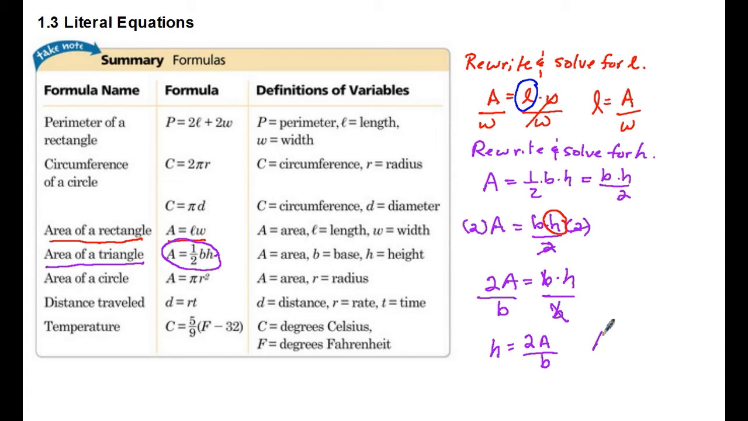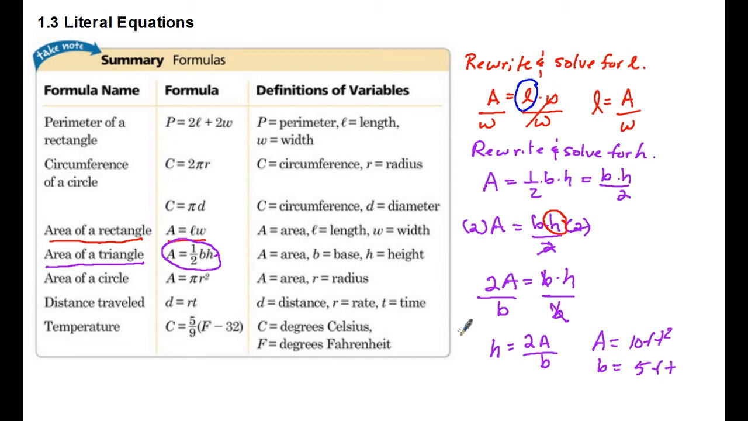If I rewrite the equation, then it makes it a lot easier for me to solve for height. So let's say I am given an area of 10 feet squared, and I'm given a base of 5 feet. And they said, well, what's the height? Okay, so an easy way to do this is to use your rewritten equation of h equals 2a divided by b, and I can solve for h.